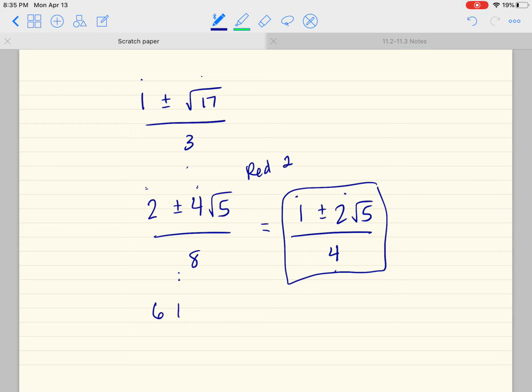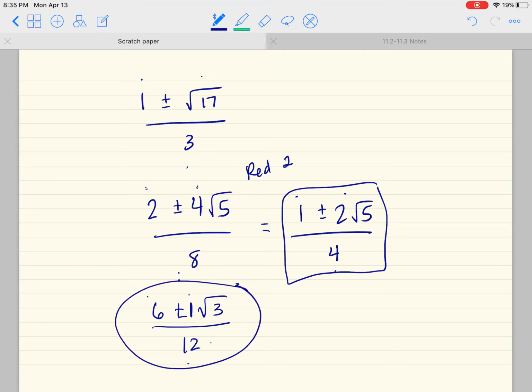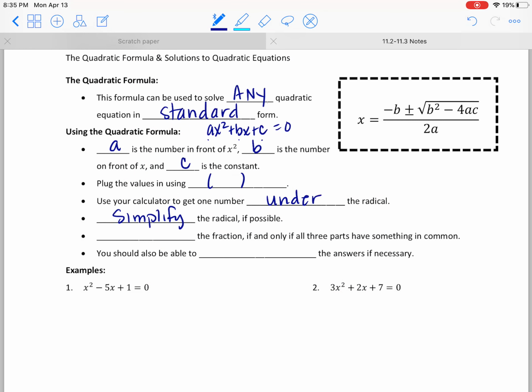Similarly, if you had started with 6 plus or minus radical 3 over 12, the 6 and the 12 have something in common, but the 1 in front of the radical does not, so this is not reducible. You definitely can't reduce out of a radical and in a radical, and you can't just choose to reduce two parts of the fraction. So you're going to try to simplify the radical, and then you can only reduce if all three of the numbers have something in common: the constant, the coefficient of the radical, and the constant in the denominator. If those three things have something in common, that would be the only time you'll be able to reduce.